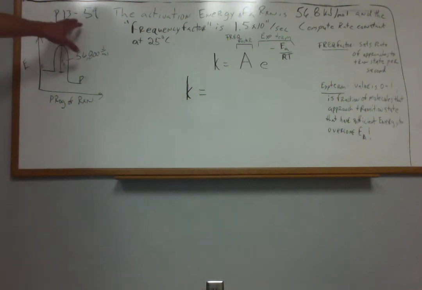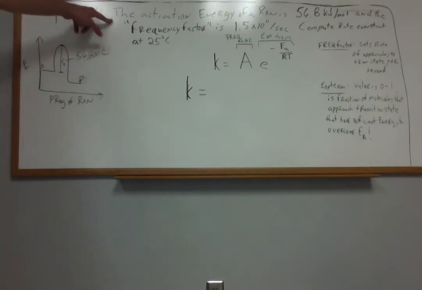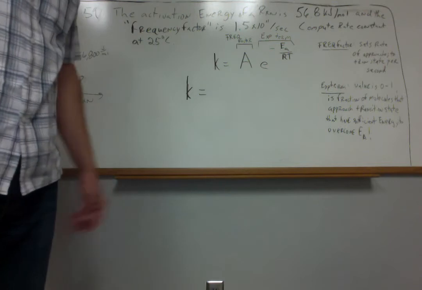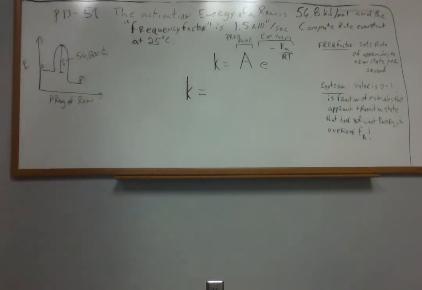Okay, let's work problem 1359 from the end of chapter questions. This problem reads: the activation energy of a reaction is 56.8 kilojoules per mole, and the frequency factor is 1.5 times 10 to the 11th per second. Compute the rate constant at 25 degrees Celsius.